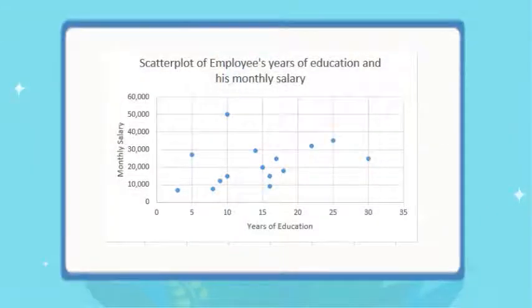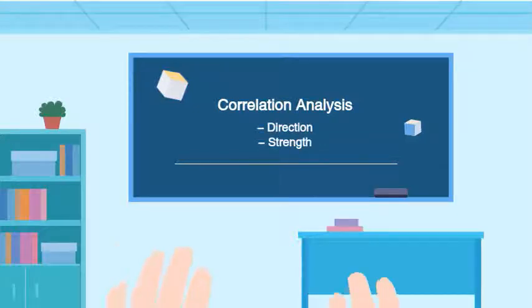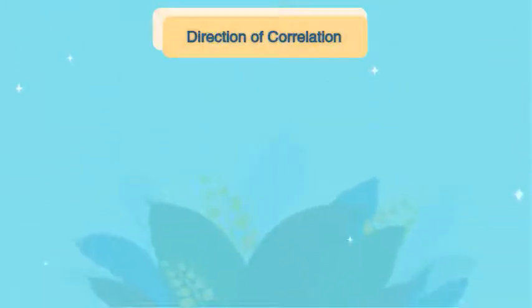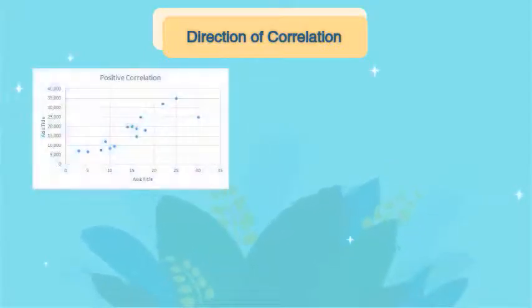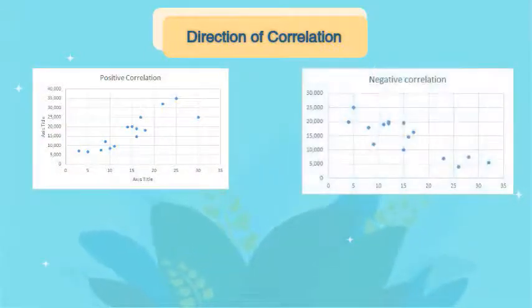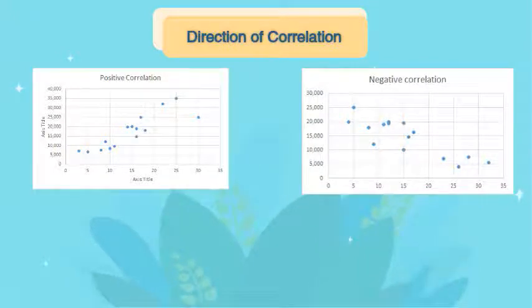Now, how do we interpret this scatter plot? Well, as you can see from the graph, it seems there is no relationship between years of education and monthly wages. The relationship, or correlation between two variables, can be described in terms of direction and strength. When two variables move in the same direction, they have a positive correlation. When two variables move in opposite directions, there is a negative correlation.